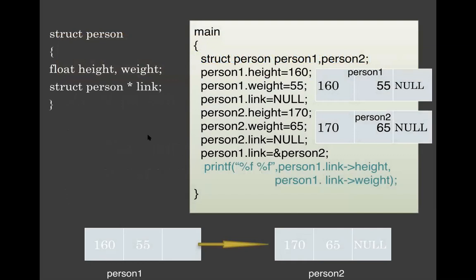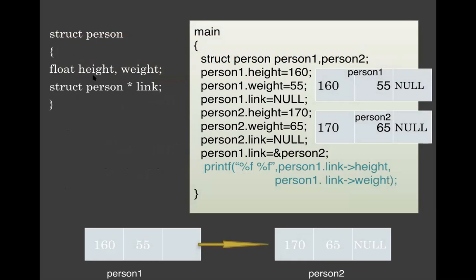Let us take an example program here. As we saw in the previous slide, we have a structure person. We have height and weight as float members, and we have a link pointer which is going to point to the same structure person. So a self-referential structure.